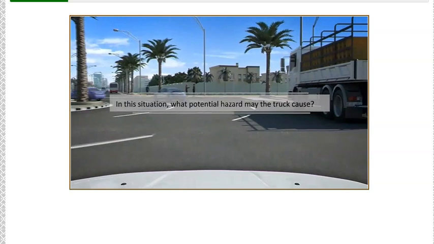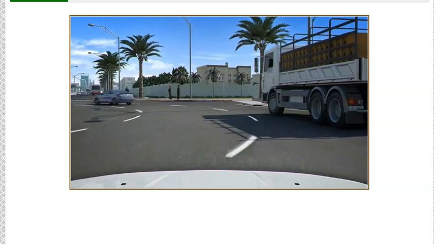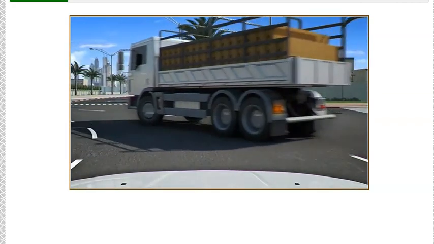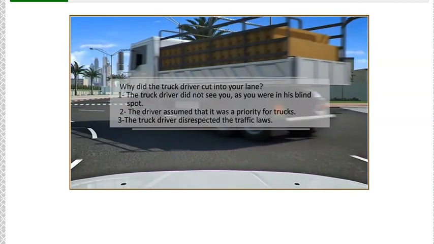In this situation, what potential hazard may the truck cause? Why did the truck driver cut into your lane? The truck driver did not see you, as you were in his blind spot. The driver assumed that it was a priority for trucks. The truck driver disrespected the traffic laws.